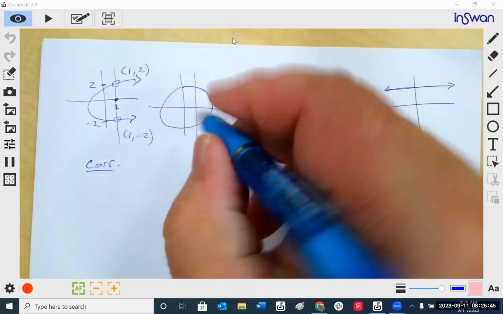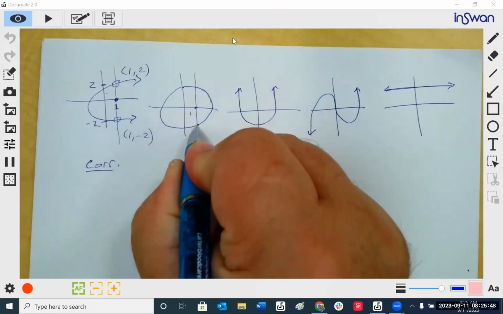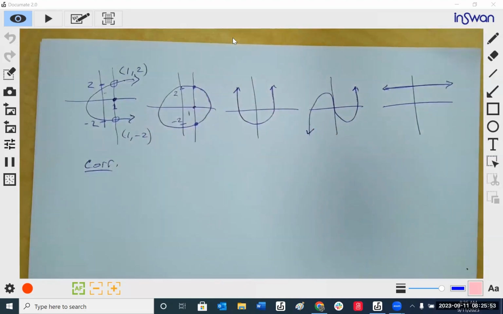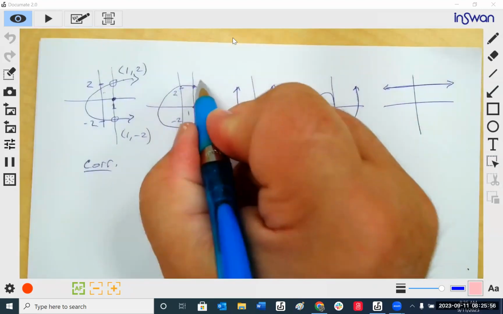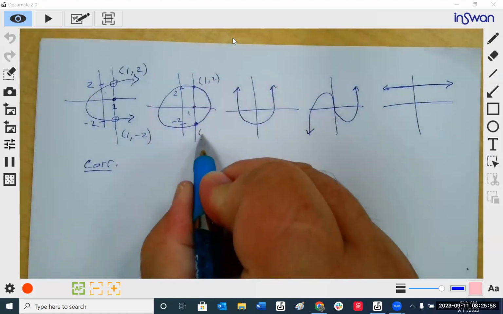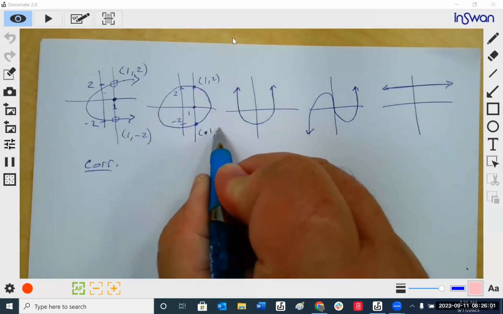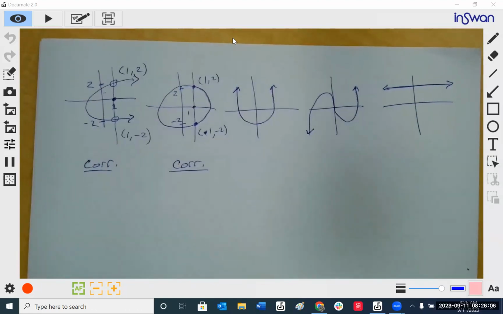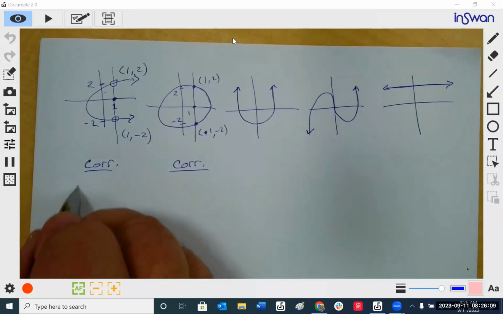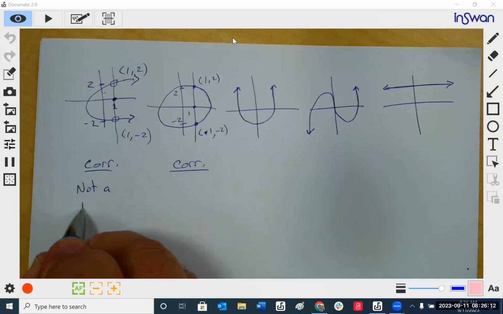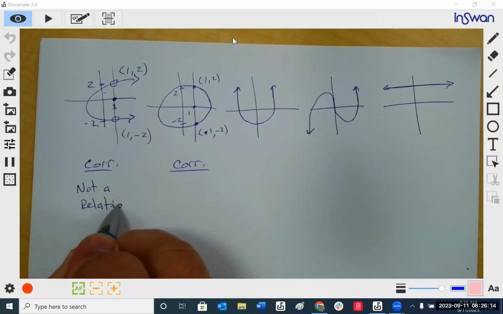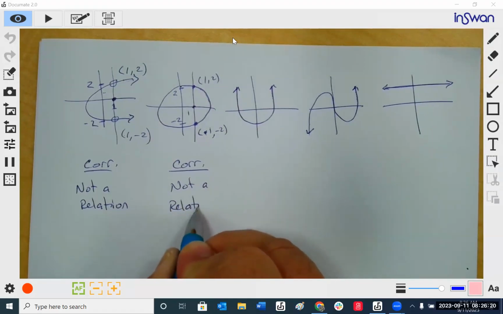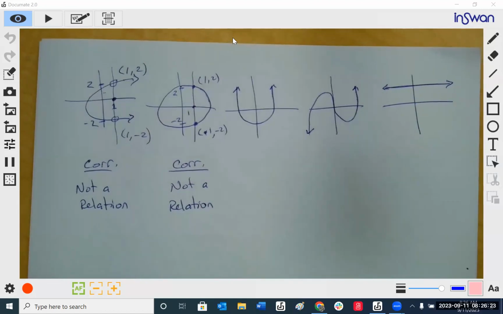Likewise with a circle. Same thing there. This is a correspondence, not a relation. Not a relation. Is the next one a relation?